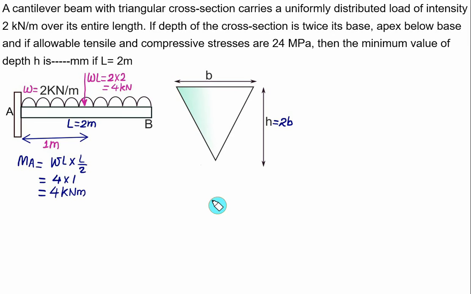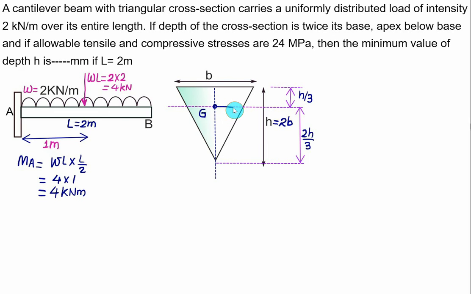The axis of symmetry for the given figure will lie along a vertical line passing through the apex. So the centroid will lie on this vertical line, and from the base it will be equal to h by 3, and from the apex it will be equal to 2h by 3. So this was the position of the centroid, equal to G. The top fiber is at a distance equal to h by 3, and the bottom fiber at a distance equal to 2h by 3.